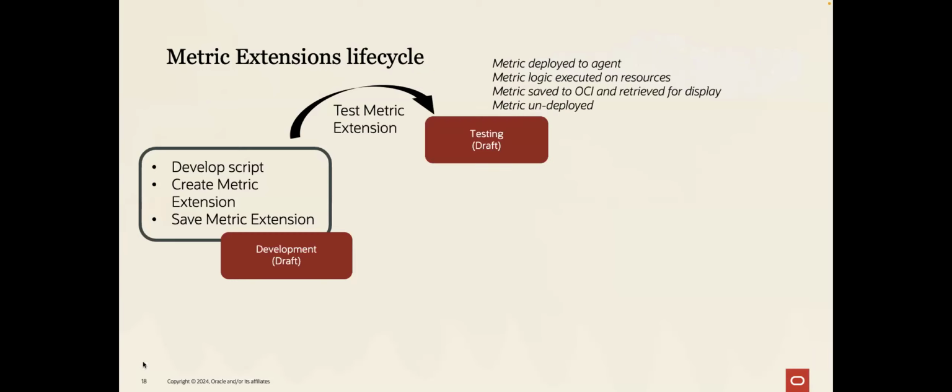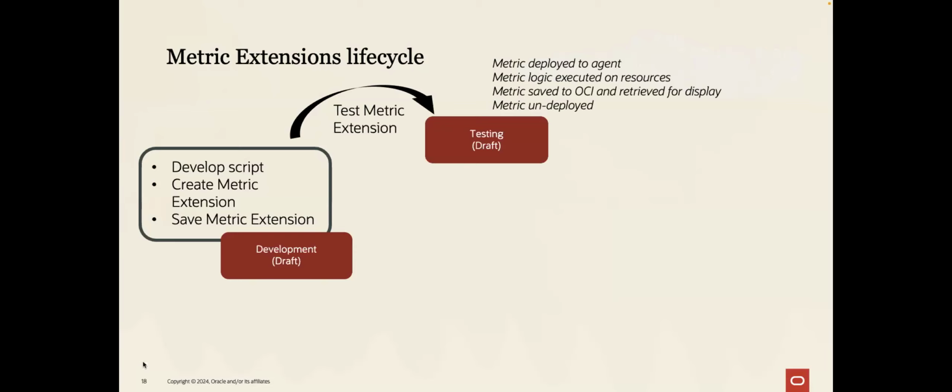But once a metric extension has been defined, it's time to create and test that metric extension. Creating a metric extension saves that metric. From this point, you may continue to develop it or leave and come back later to continue where you left off. But remember, it's important to always test a metric extension against a non-production resource.